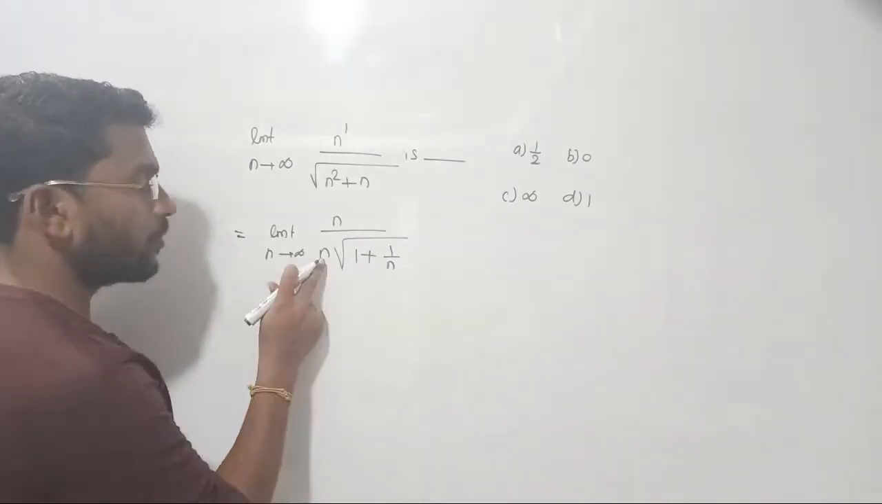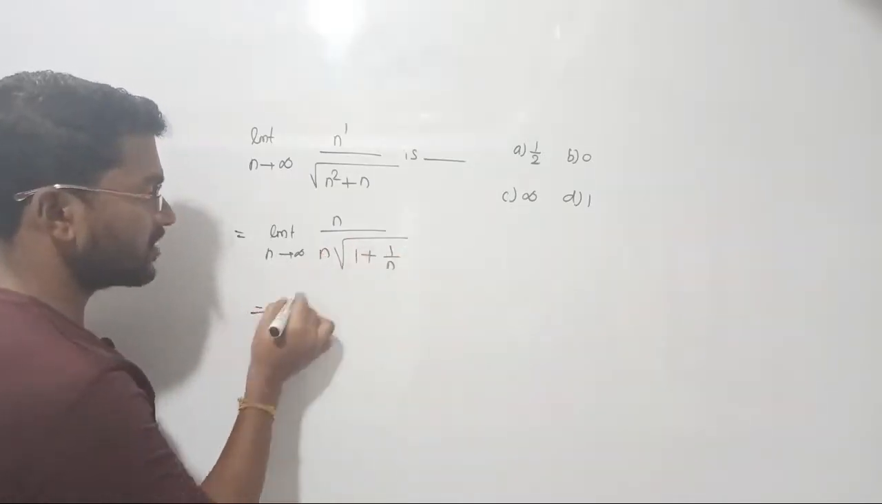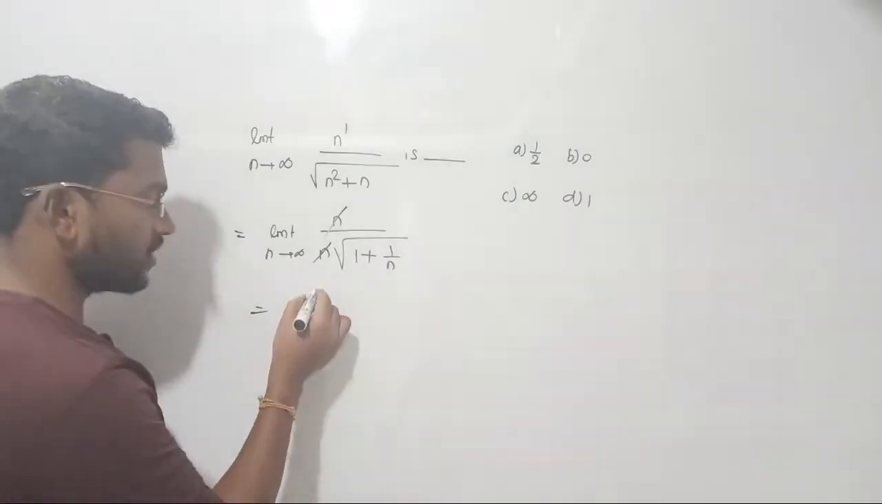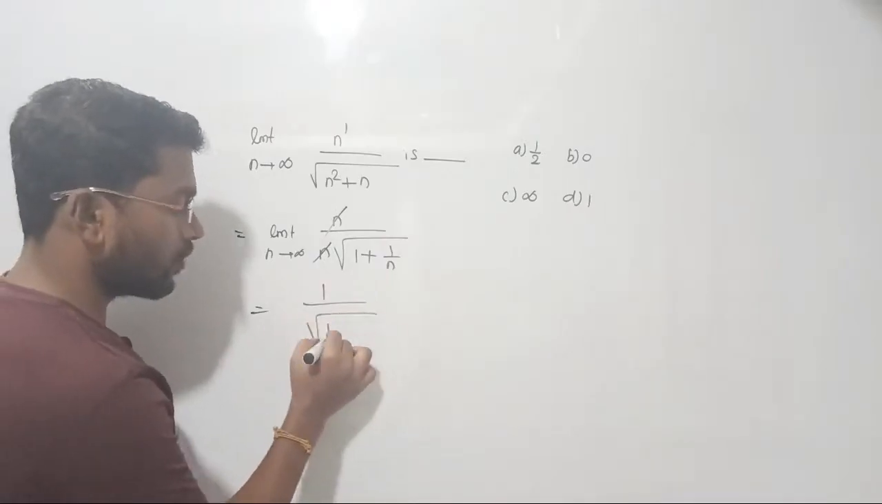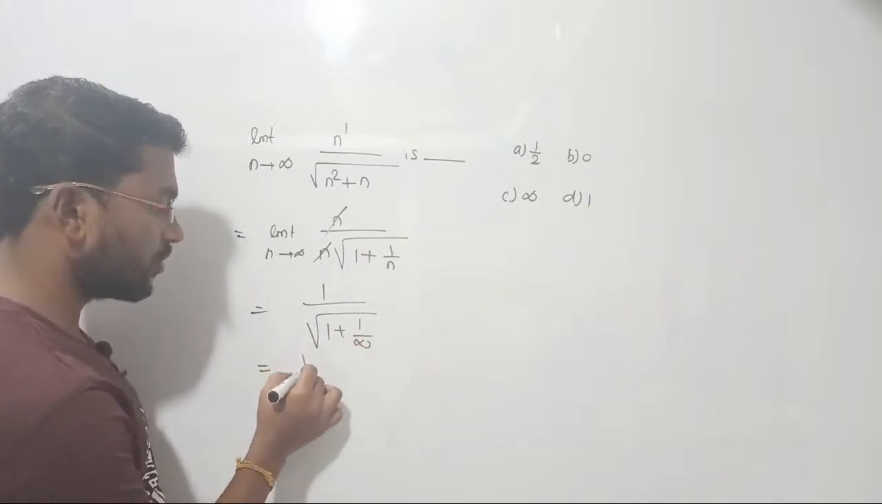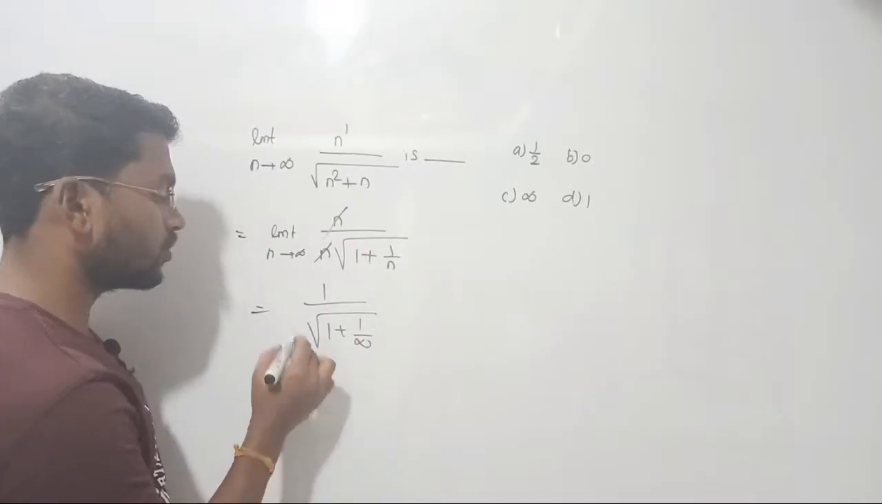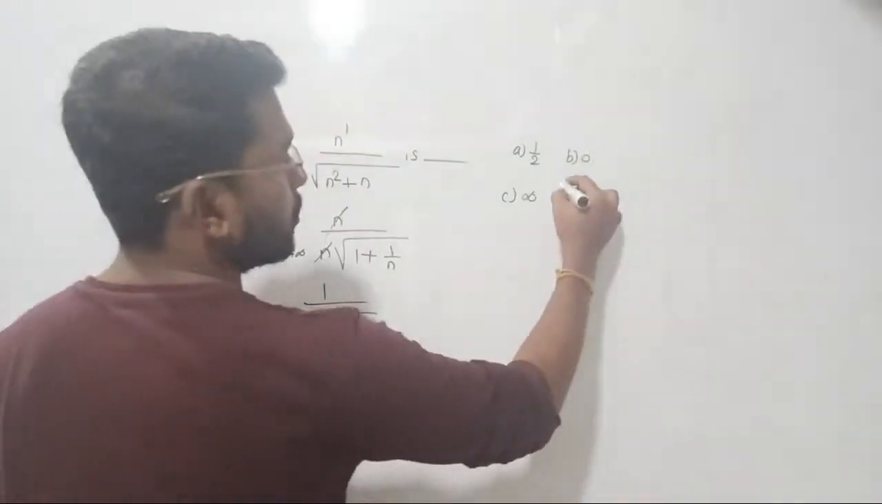So next, if I pass n inside, it will become n square plus n. It will come to the same format. Let's see, this n is getting cancelled. Now you can substitute 1 upon under root of 1 plus 1 by n, and for n substitute infinity, so 1 by infinity. The answer is what? 1 by infinity is 0, 0 plus 1 is 1, root of 1 is 1. So the correct answer is 1. What is the option? Option D.